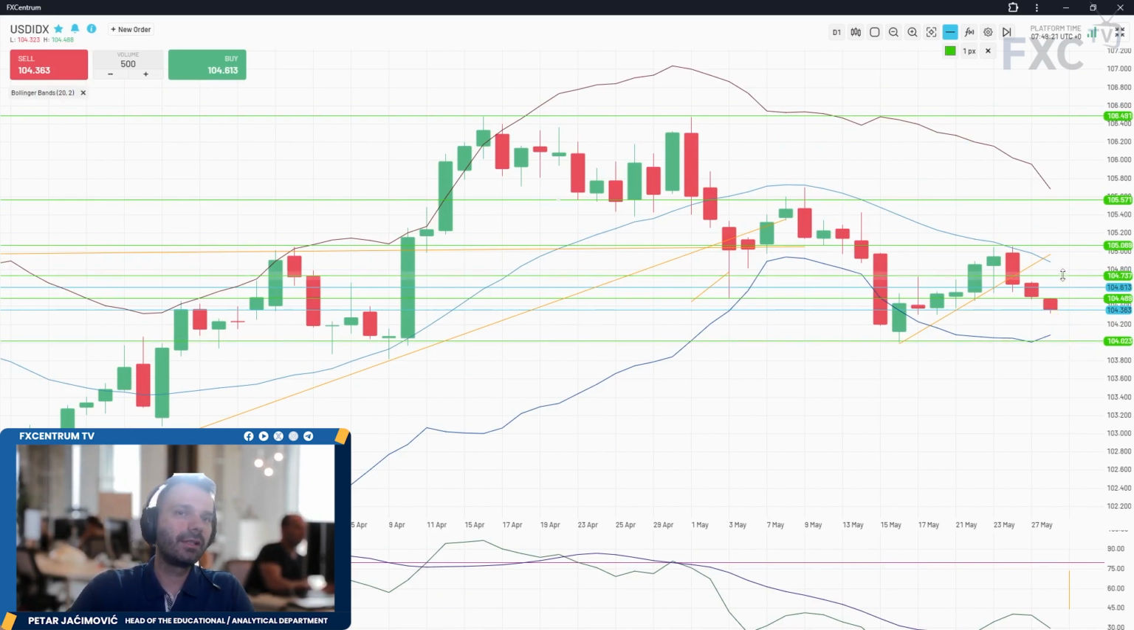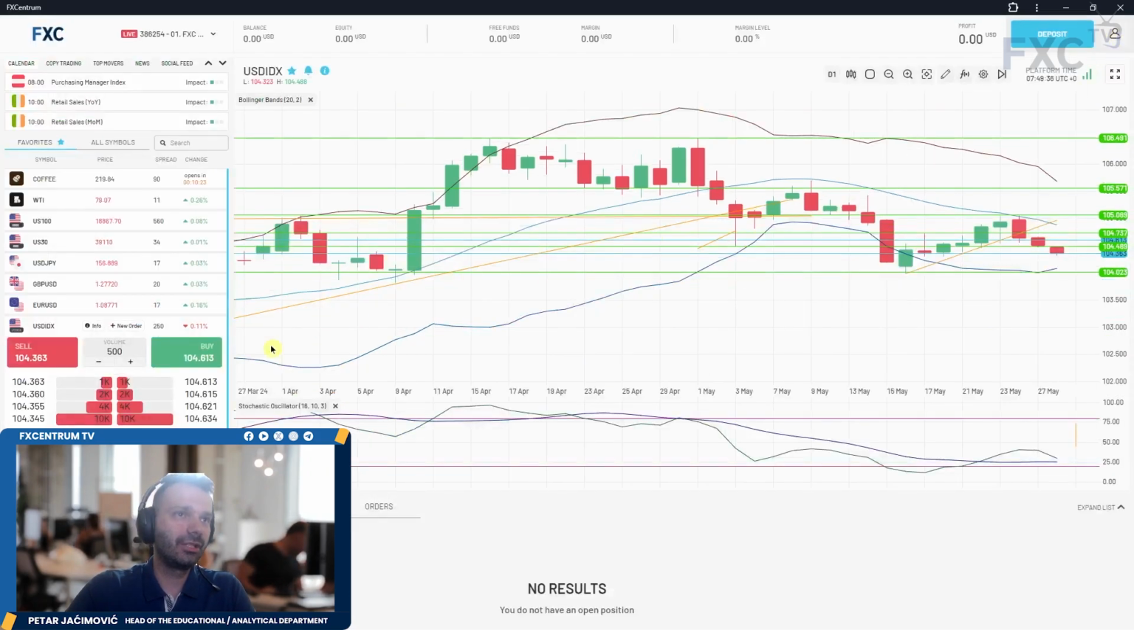As long as we don't break 104 and hold below 104, for me there is still a chance for higher prices and for the market to make a higher low and build a higher low eventually. So pay attention to this 104 level and the potential for a rotation on the dollar index to the upside.